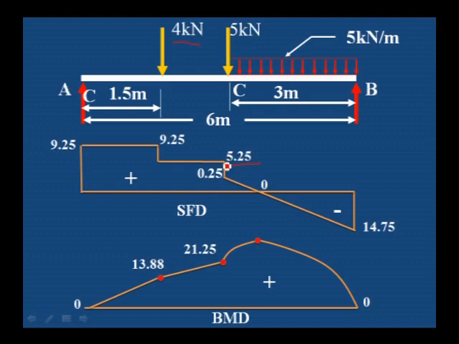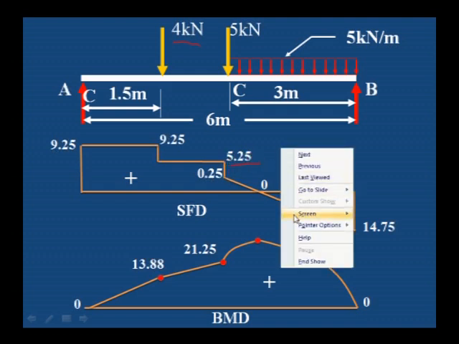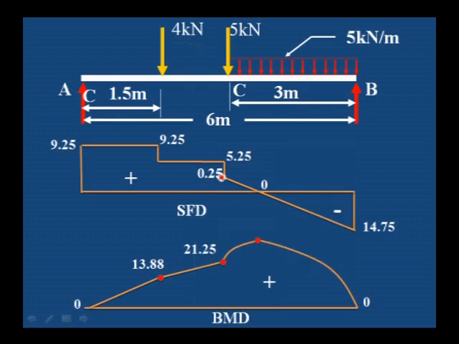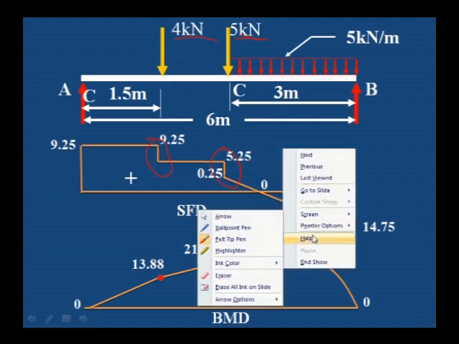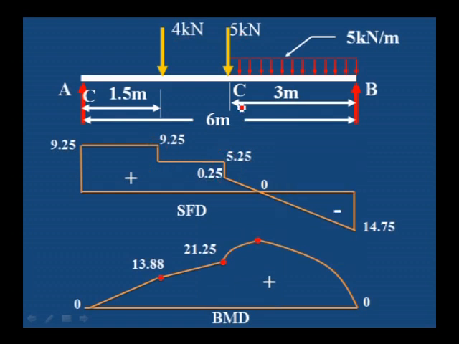Again here a drop, this drop should be equal to the 5 kilonewton. I explained in all the previous sessions also, this drop should be equal to the point load. Therefore, we have calculated 5.25 as the shear force at C. Then here you should not join the point from here to here with a sloping line.